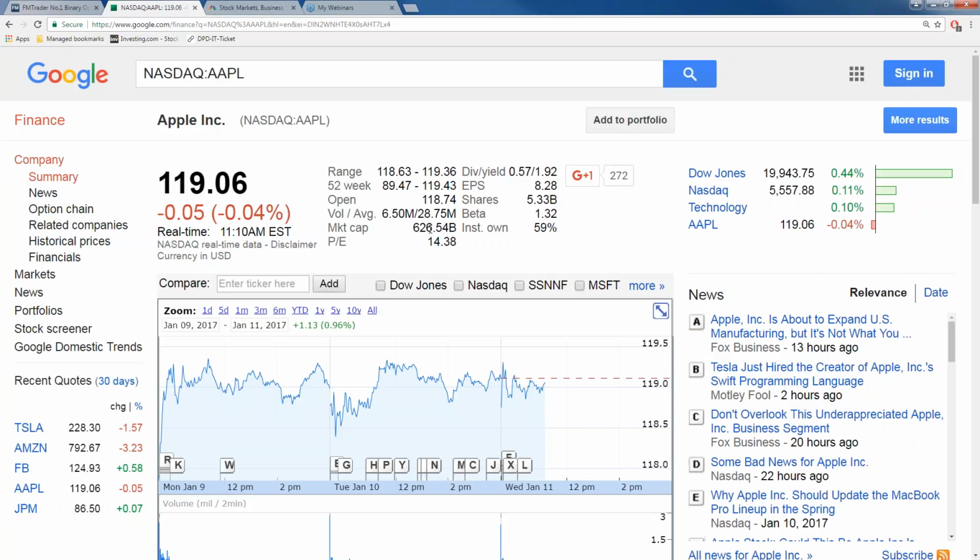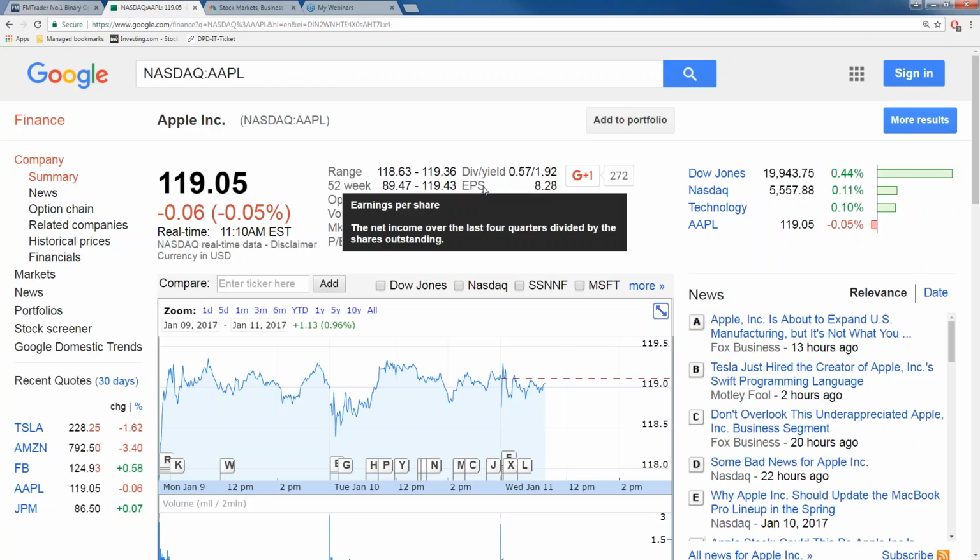Let's go on for you to understand the numbers. Now, the EPS is earnings per share, which means the net income over the last 4 quarters. This is an annual, yearly EPS. Of course, every earning season, we're going to get the quarterly EPS, so you can divide it by 4. The net income of the last 4 quarters divided by the shares outstanding.